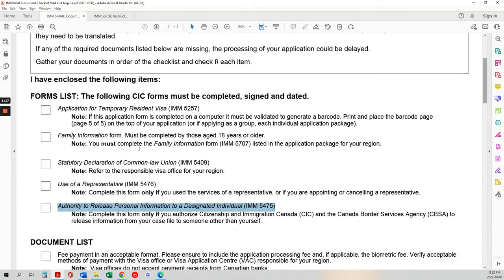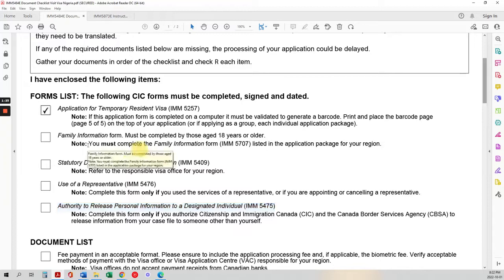Now you're acknowledging that anything you check off, you have included in your application. Okay, so it's easier if you have this on your computer. You can just check it off as you go.